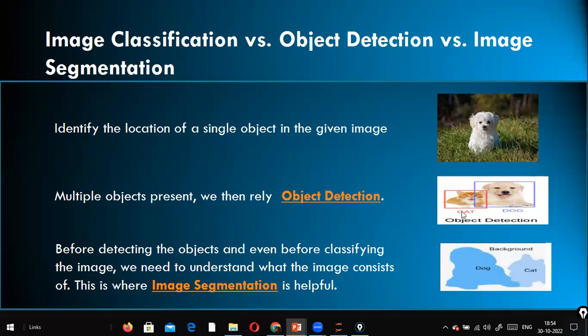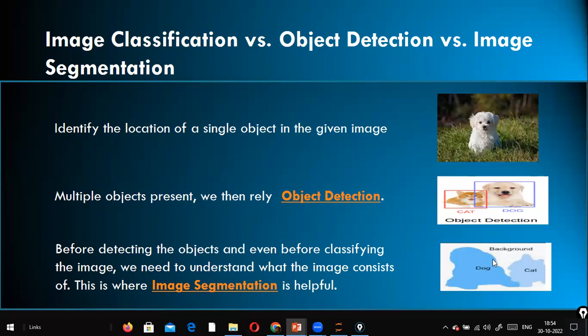Identifying the location of the objects or animals within this image, and then drawing the bounding box, is not sufficient. We should also know what object they are. What animals are they? Before detecting the objects and even before classifying the image, we need to understand what this image consists of. This is where image segmentation is very helpful.